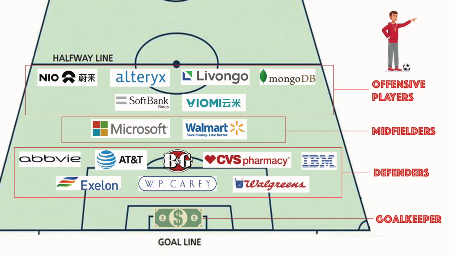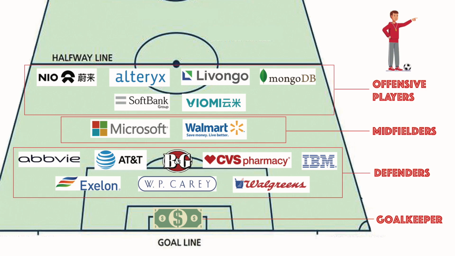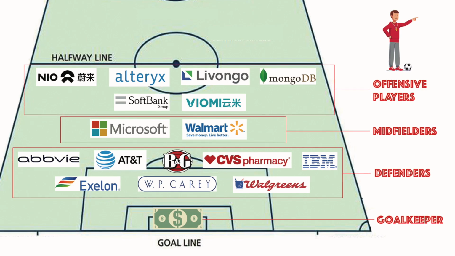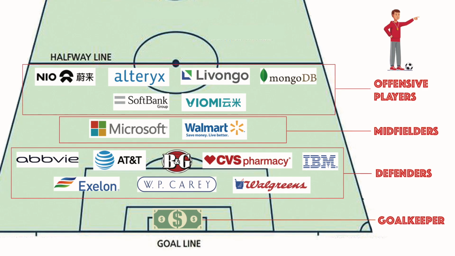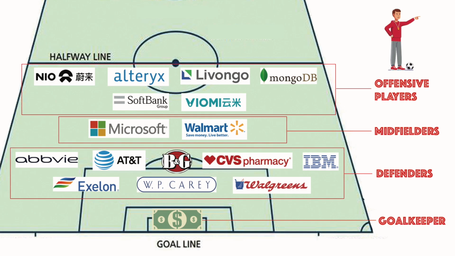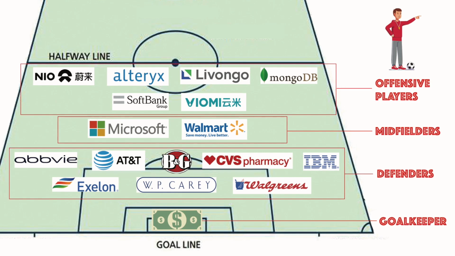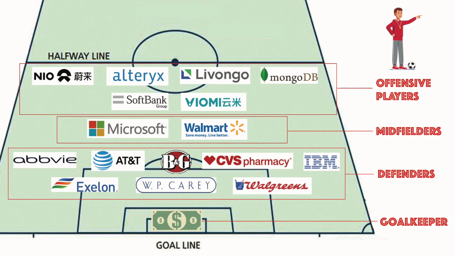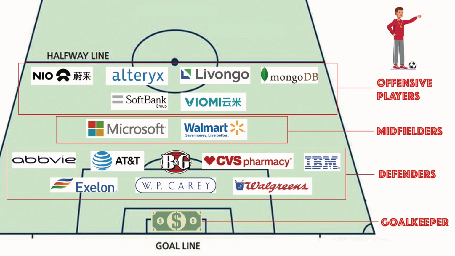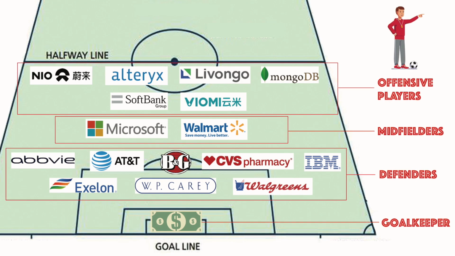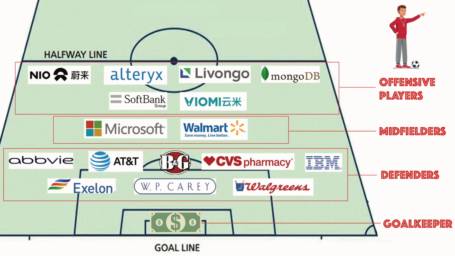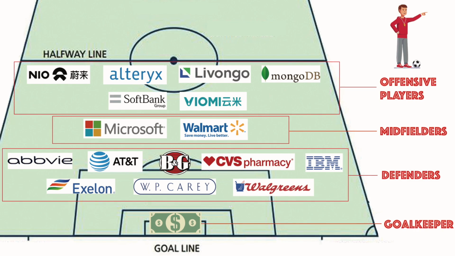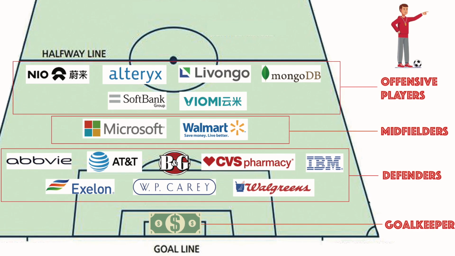At last, let's take a look at my newly built team. My offensive players consist of Leo, AYX, Navango, MongoDB, SoftBank, and Wanmi. I got Microsoft and Walmart as my midfielders. For defenders, I have AbbVie, AT&T, B&G Food Inc., CVS, IBM, Exelon, W.P. Carey's, and Walgreens. My 29.75% cash holding serves as the goalkeeper.